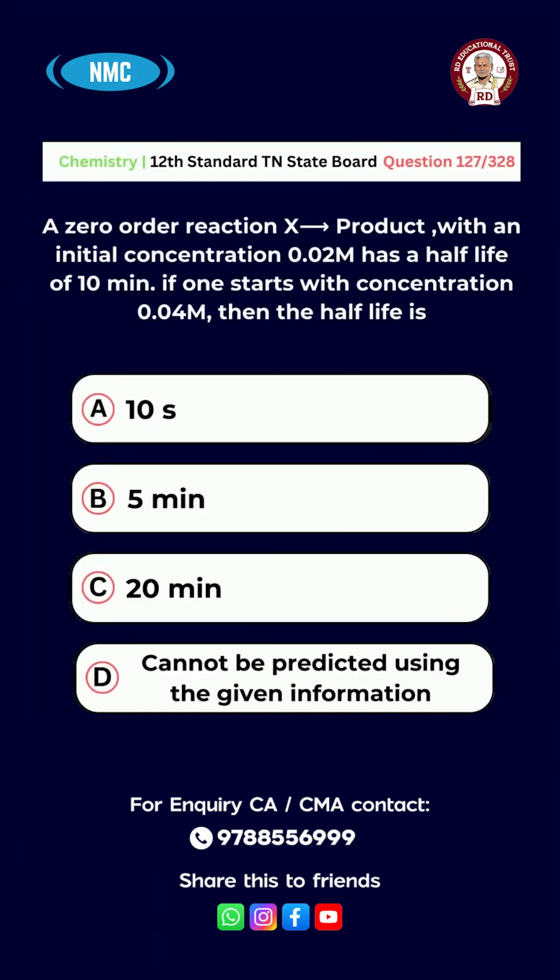Question number 127. A zero-order reaction X gives product with an initial concentration 0.02 M has a half-life of 10 minutes. If one starts with concentration 0.04 M, then the half-life is option A, 10 seconds, option B, 5 minutes, option C, 20 minutes, option D, cannot be predicted using the given information. The correct option is option C, 20 minutes.